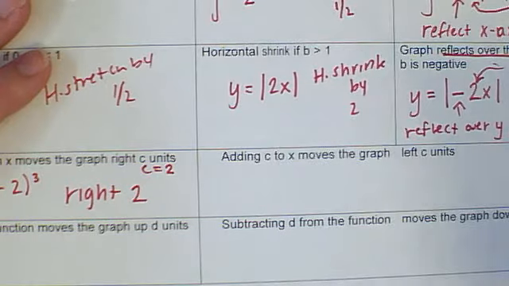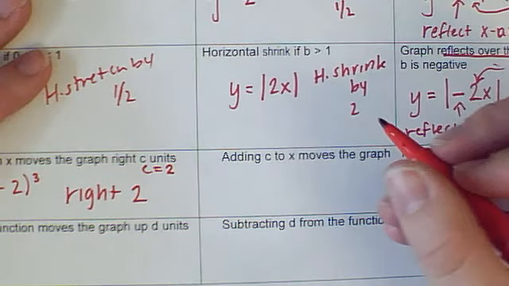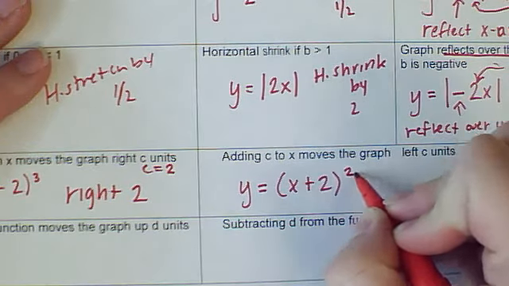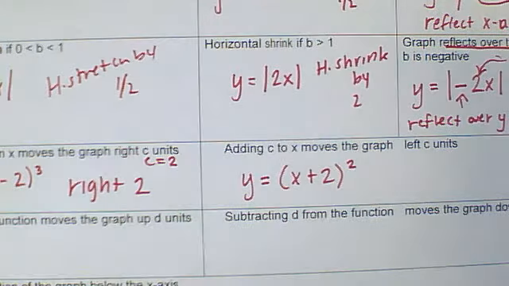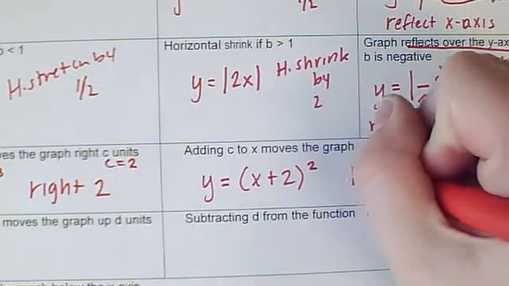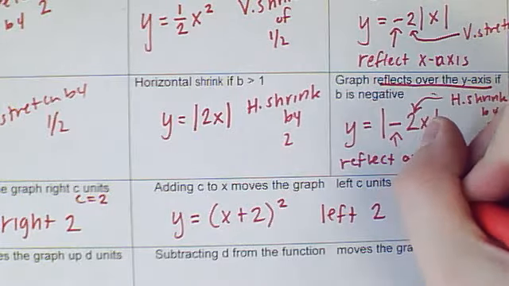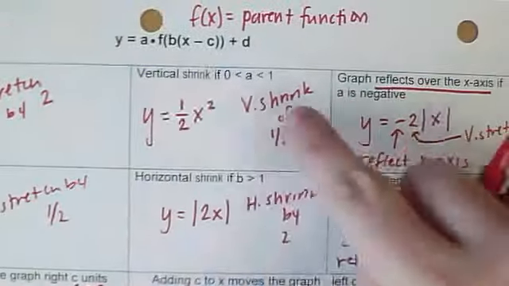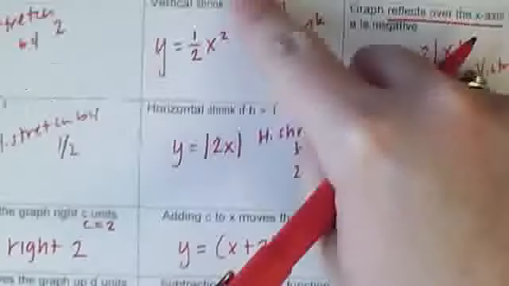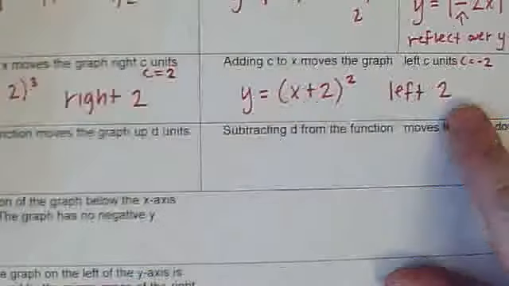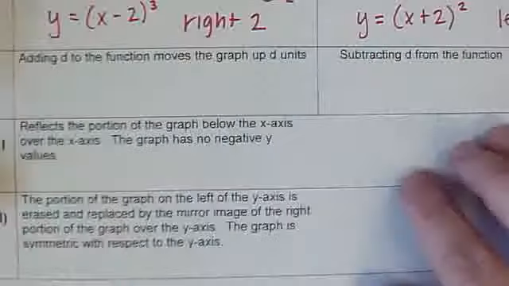Okay, adding c moves the graph left. So if I have y equals x plus 2 squared, again, the parent function doesn't matter, I'm just choosing different ones so you can see that it works all the same. This moves left 2. The reason it moves left 2 is because technically your c is negative 2, and if I subtract a negative, that's what makes it positive here. So I'm going to move the whole graph left 2. So your c moves left or right.